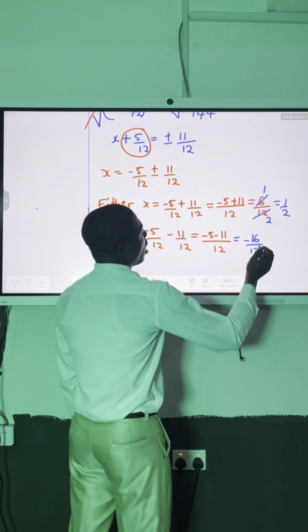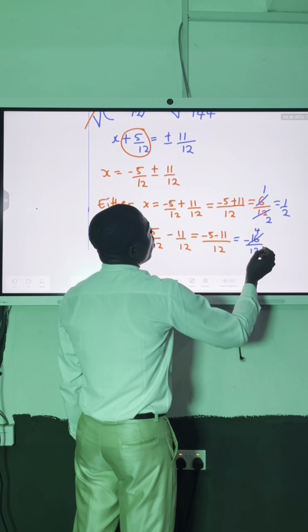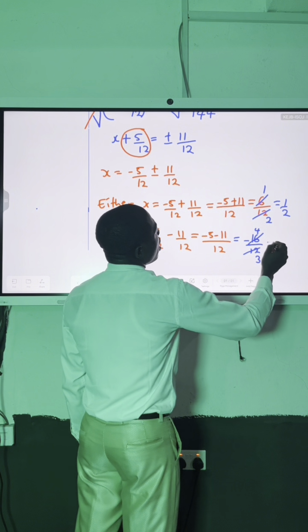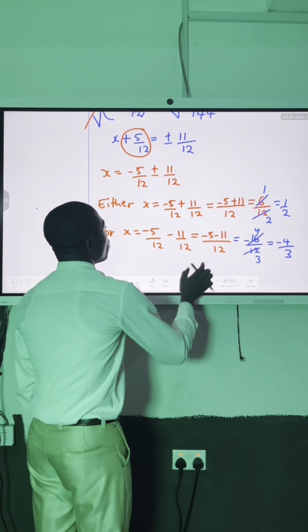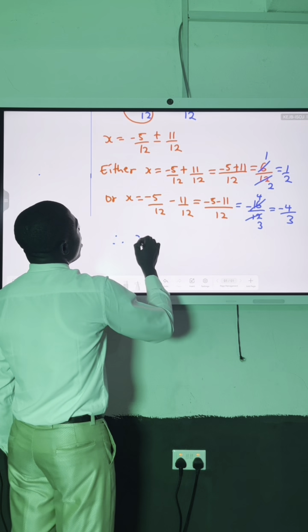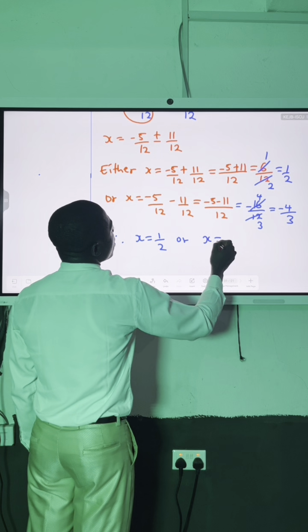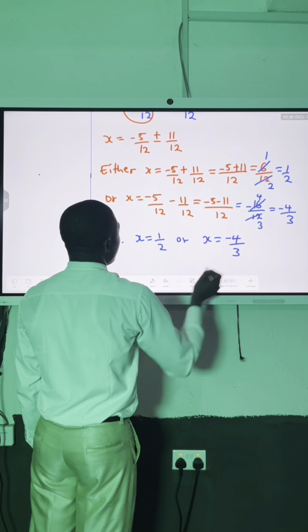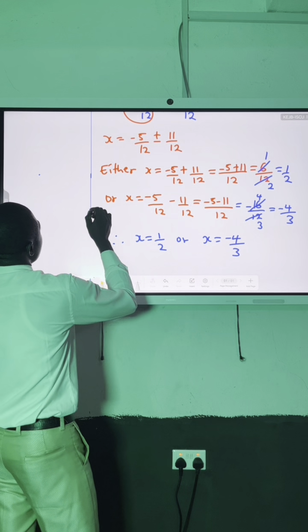If you do that, 4 is common to the two of them. So 4 in 16, you get 4. 4 in 12, you get 3. Meaning that the second answer is negative 4 over 3. So we can boldly say now, therefore, x is equal to 1 over 2, or x is equal to negative 4 over 3. This is how we finish up this.